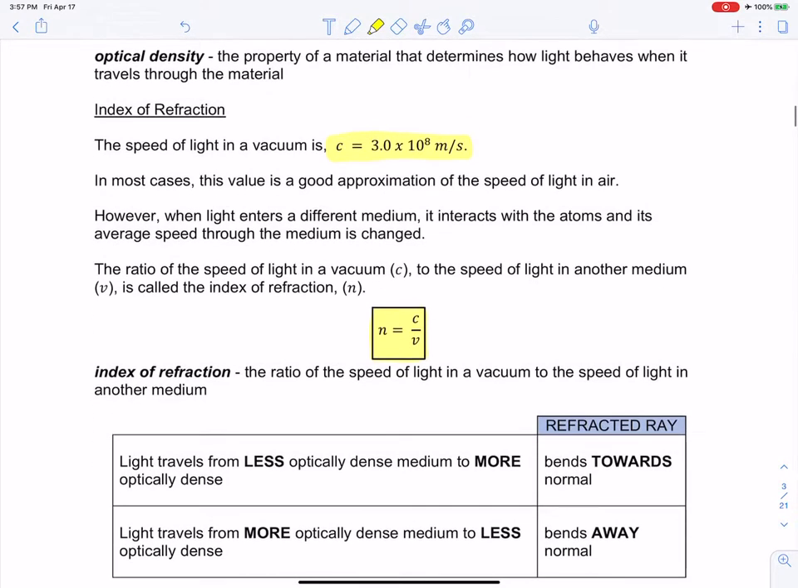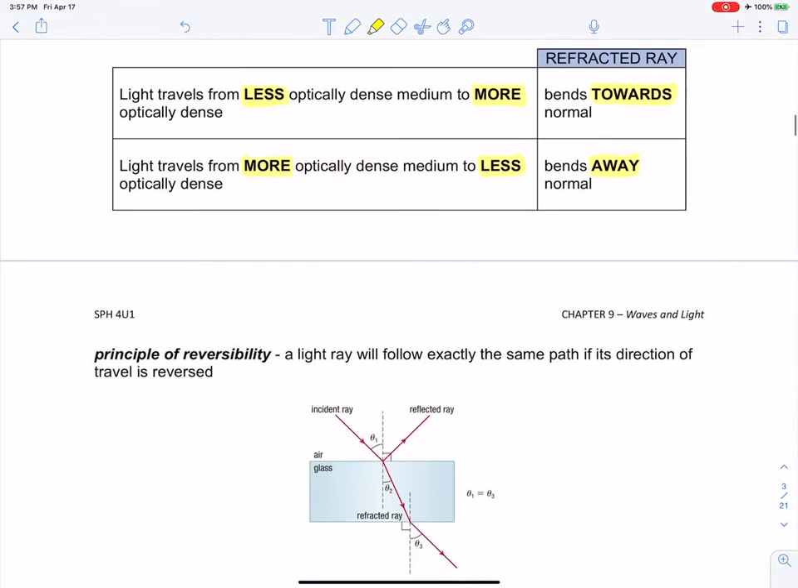We know that when light travels from less optically dense materials to more optically dense materials, that light will bend towards the normal. And the converse is true. When light travels from more optically dense materials to less optically dense materials, it will bend away from the normal. Now, this path is also reversible. We call this the principle of reversibility. And it states that a light ray will follow exactly the same path if its direction of travel is reversed.